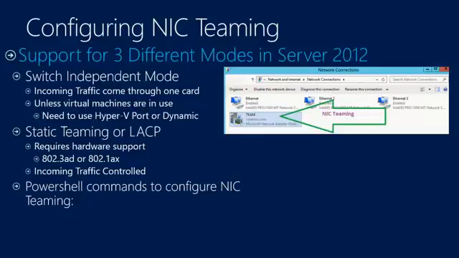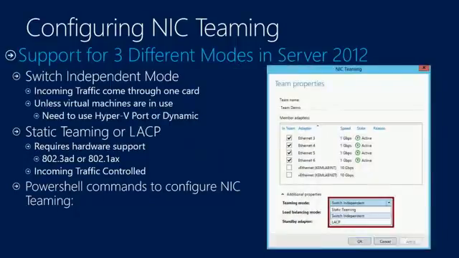So you have the option of selecting switch independent and the static teaming or LACP. The static teaming or LACP requires additional hardware. So most of the time when you're configuring those NICs, you're going to see that switch independent is what's being selected and what's being used. Here's a good example of what it looks like as you're walking through that process. You're going to team it.